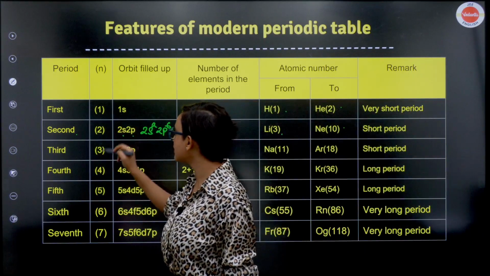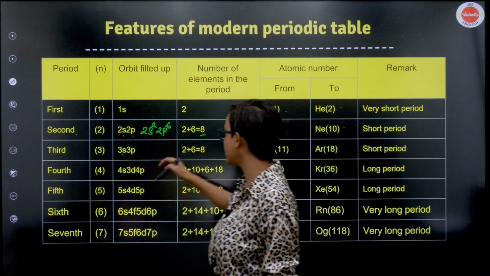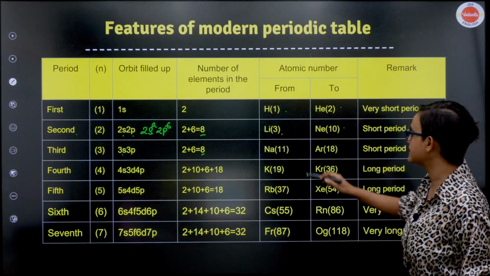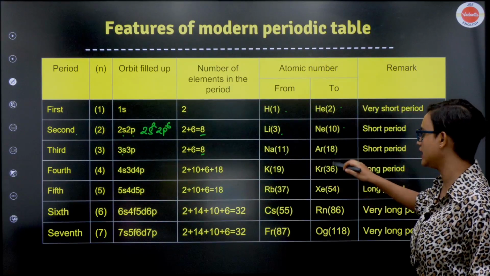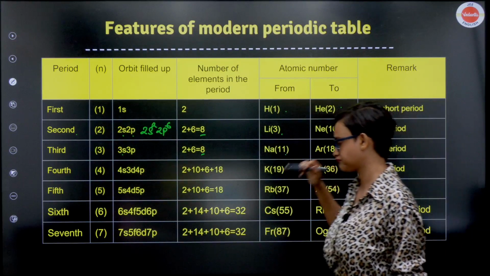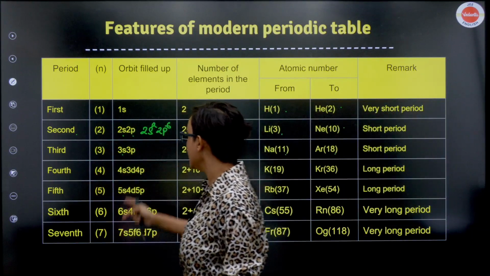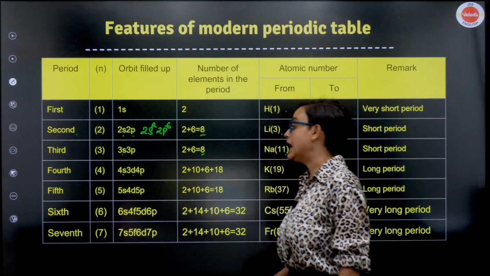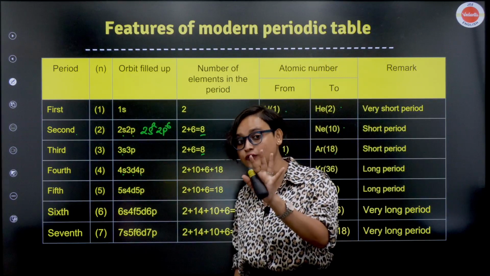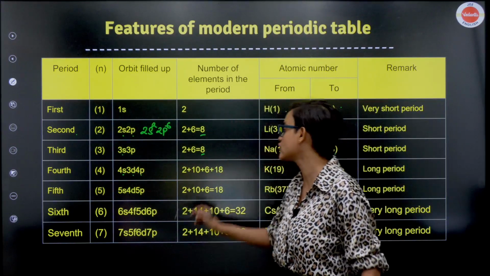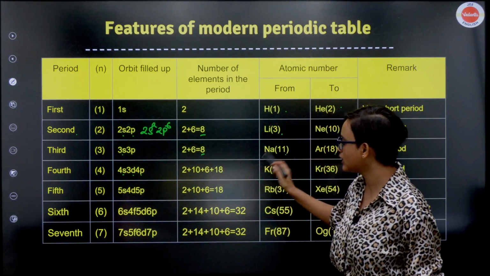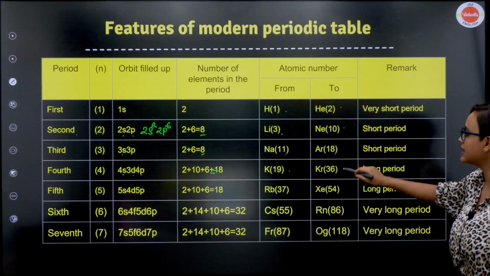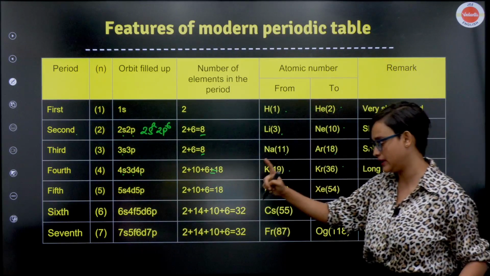Moving on to the third, n is equal to 3. Orbitals that are being filled up are 3s and 3p, where we again see that the number of elements here is also 8. It starts from sodium 11, ends at argon 18, and this is also a short period. Then we come to the fourth period. Now in the fourth period, the orbitals being filled up are 4s, 3d, 4p. And this time, because 3d orbitals have 5 orbitals and in them you can fill 10 electrons, it is basically 2 plus 10 plus 6 is equal to 18. Starts from potassium 19 and ends at krypton 36. It is a long period.